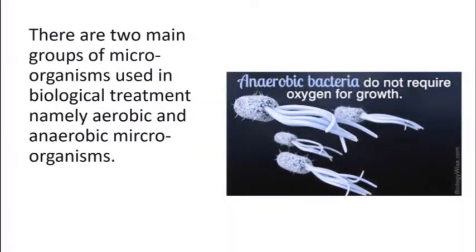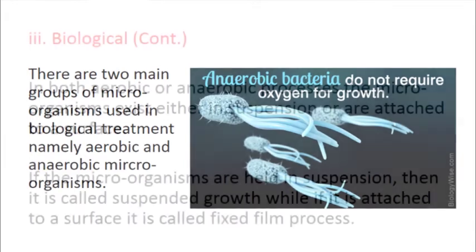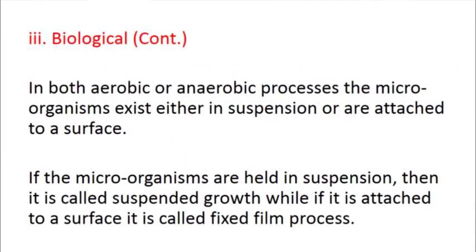Anaerobic bacteria do not require oxygen for growth. Each requires a unique type of environmental conditions. Anaerobic processes occur in the absence of oxygen. In both aerobic and anaerobic processes, the microorganisms exist either in suspension or attached to a surface. If the microorganisms are held in suspension, then it is called suspended growth, while if they are attached to a surface, then it is called a fixed film process.